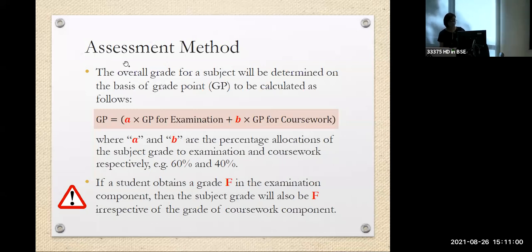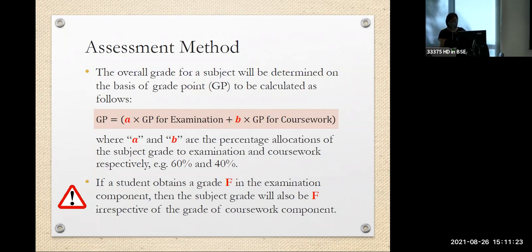Okay, assessment method, grade point. Grade point is a number. If you get an A, then the grade point will be 4. If you get B, then the grade point is 3. C is 2. Okay, so this is a grade point system.